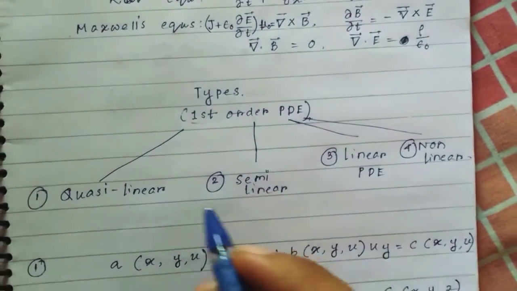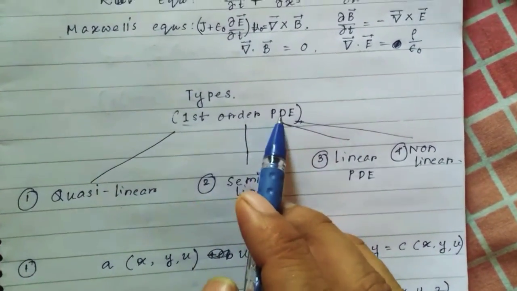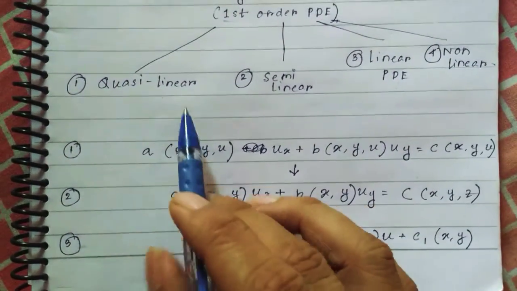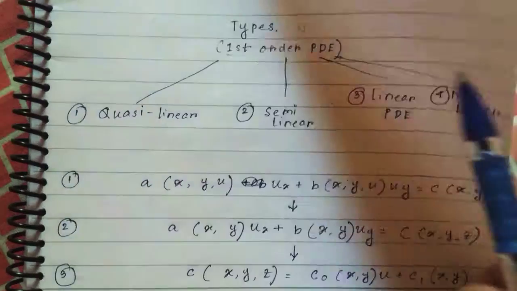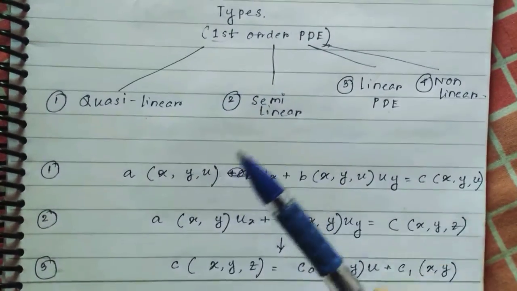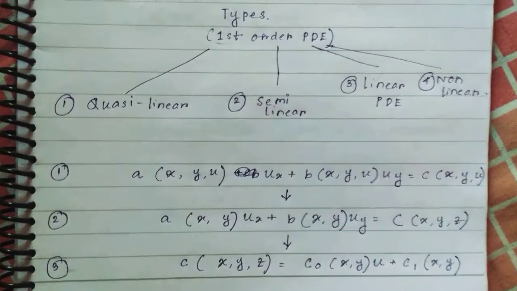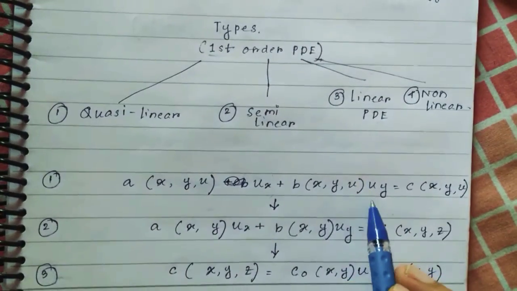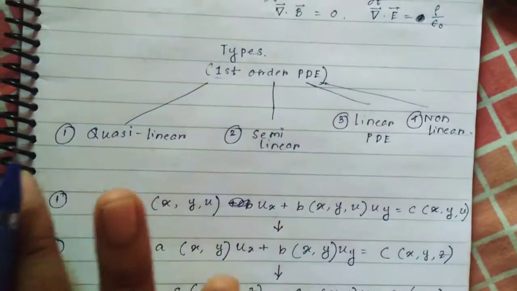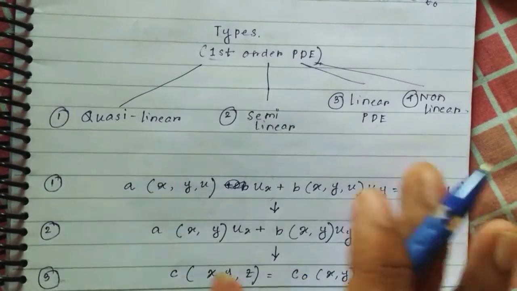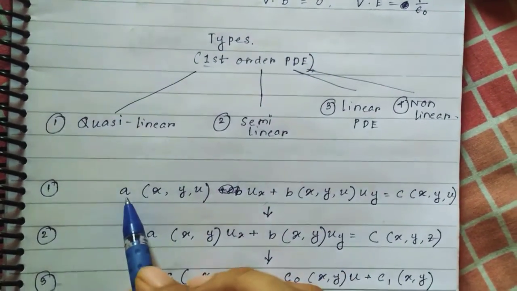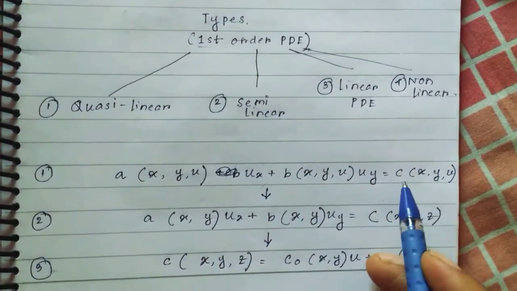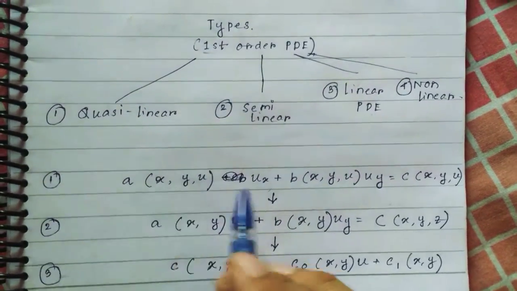So what do you mean by a quasi-linear first order PDE? It's very clear. A quasi-linear first order PDE is a differential equation which can be written in this form. See, this is a first order PDE because this is u_x and this is u_y. They are all of first order and no higher order terms are there, and these coefficients a, b, and the constant, the right hand side term c, are all functions of x, y, and u.